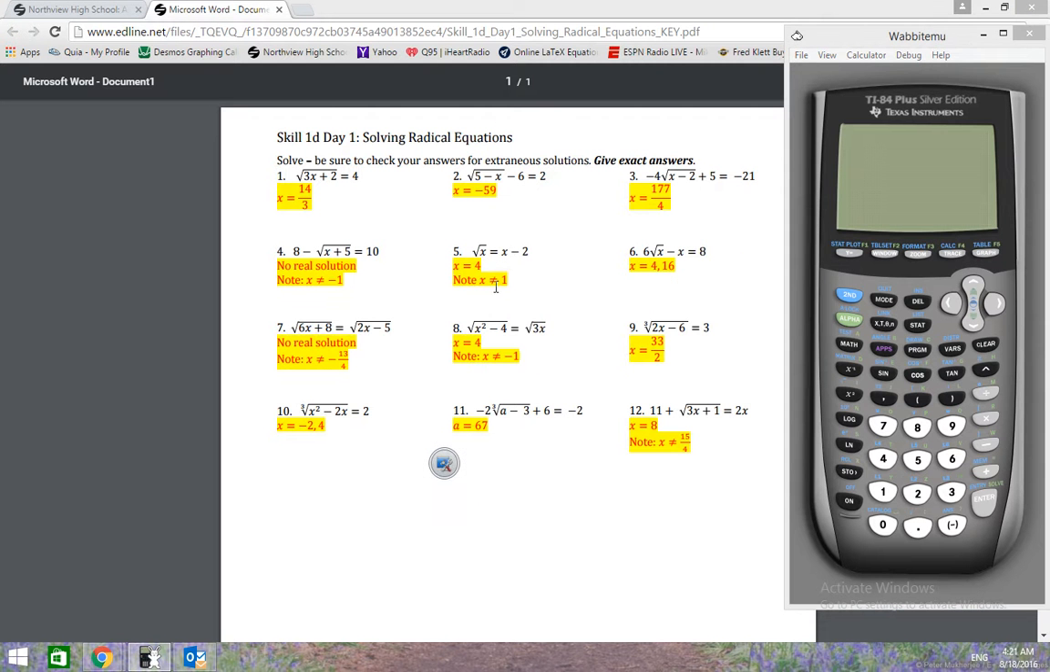Yeah, that's why I said note that x is not equal to 1, meaning that it's not in the solution set. I probably shouldn't have stated it like that. I don't want to confuse people.